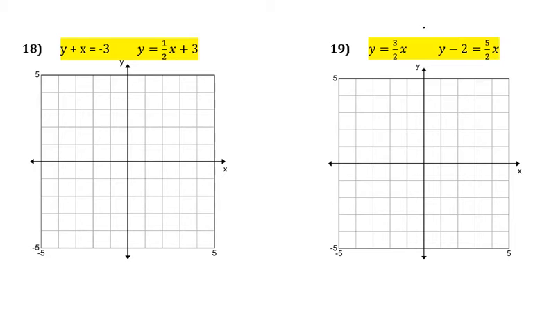Okay, and in the last question, y equals 3/2 x. That one's ready to graph. So I'm going to graph that. I'm going to start at 0 and I'm going to go up 3 and over 2. I can go down 3 and backwards 2 as well. And so that's that line.